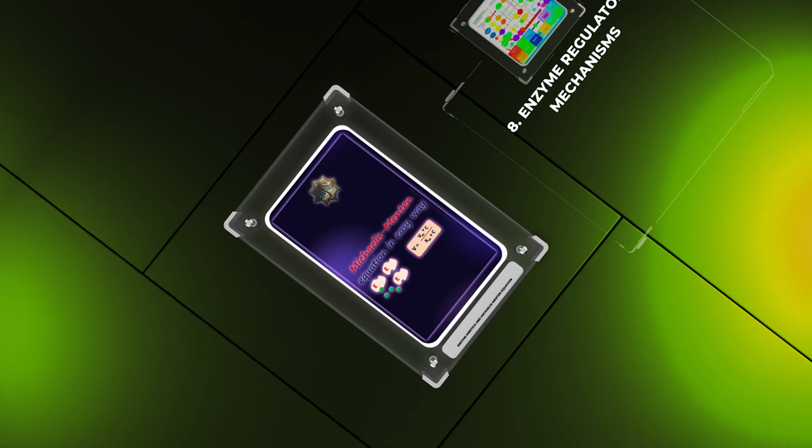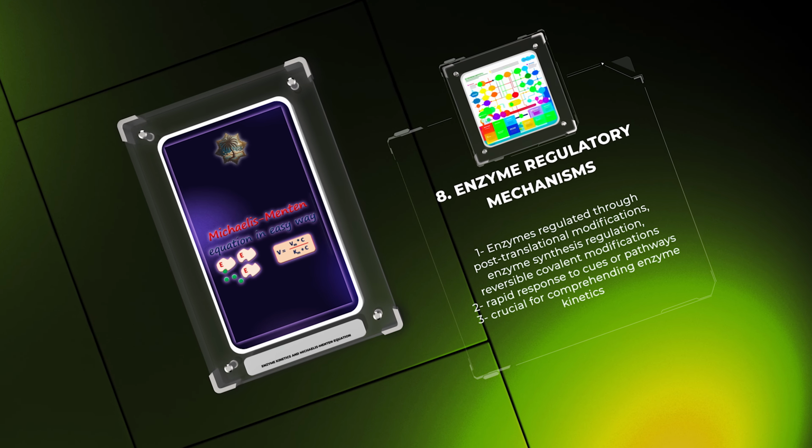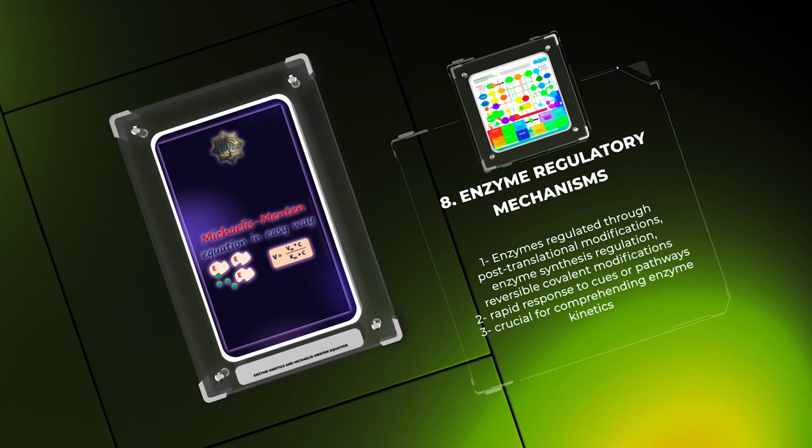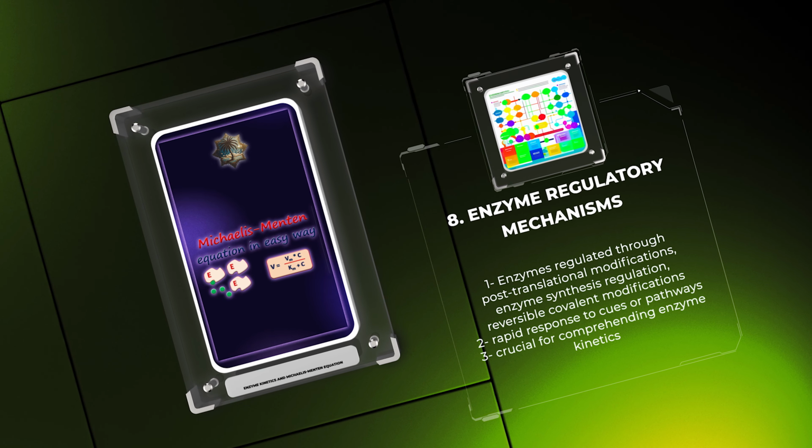In summary, enzymes can be regulated through post-translational modifications, enzyme synthesis regulation, and reversible covalent modifications, which provide a rapid response to cues or pathways. Understanding these mechanisms is crucial for comprehending enzyme kinetics.